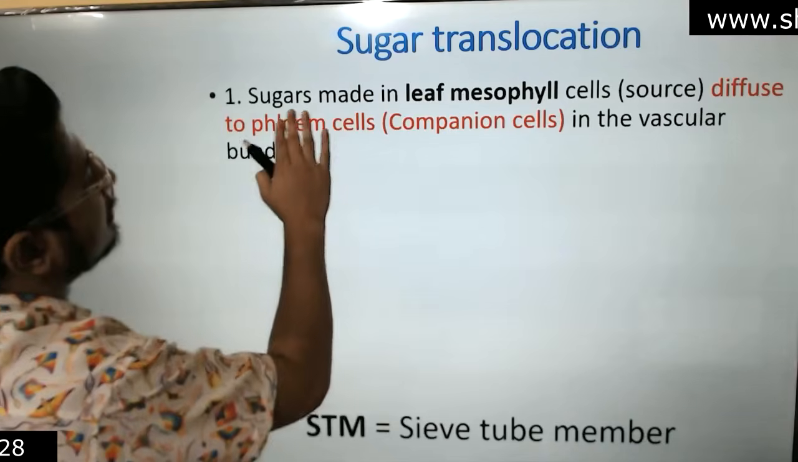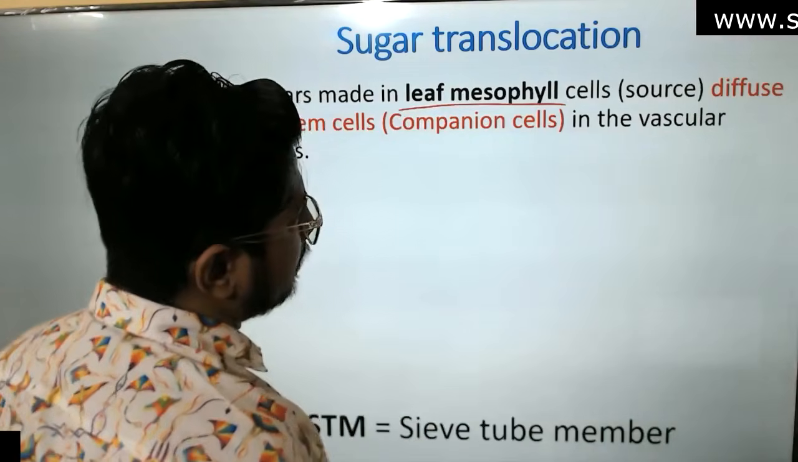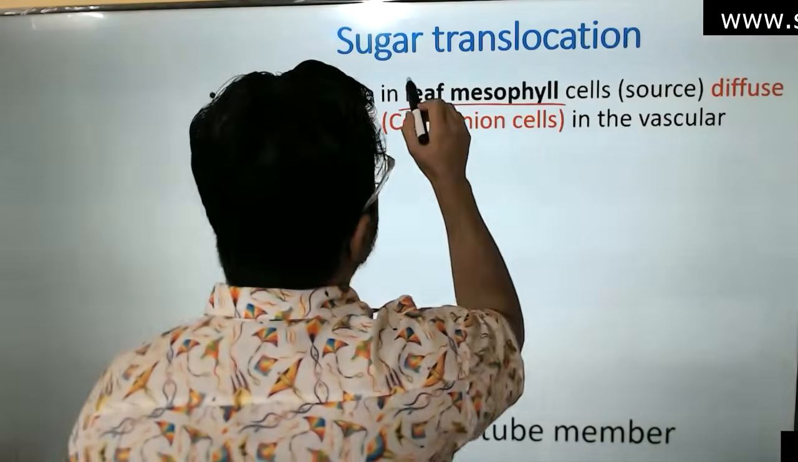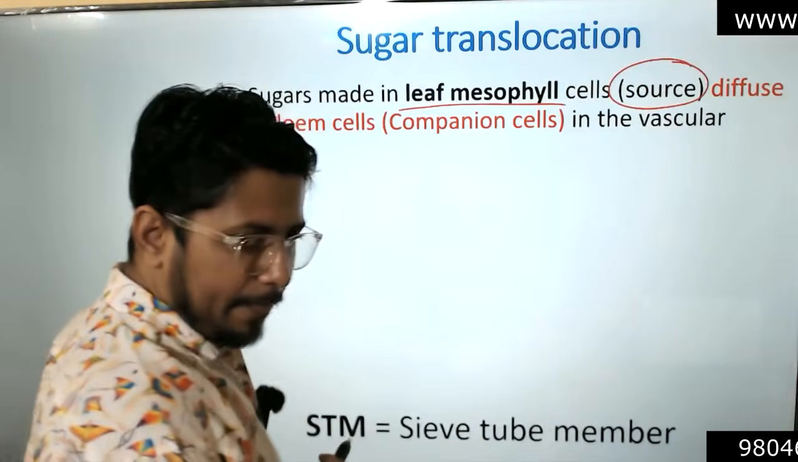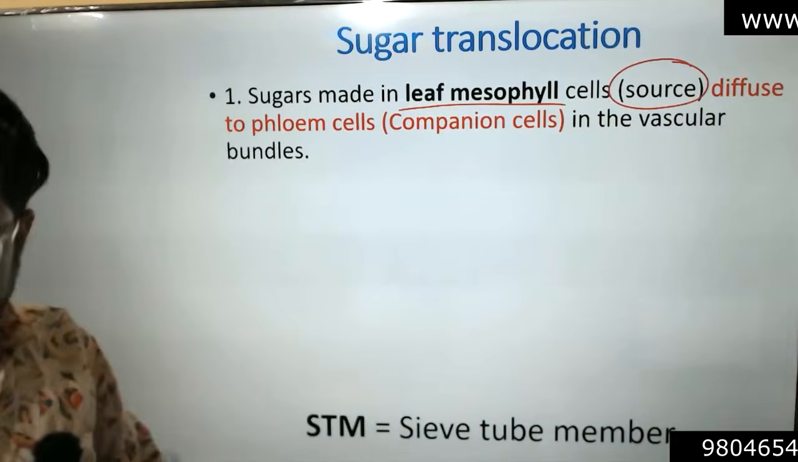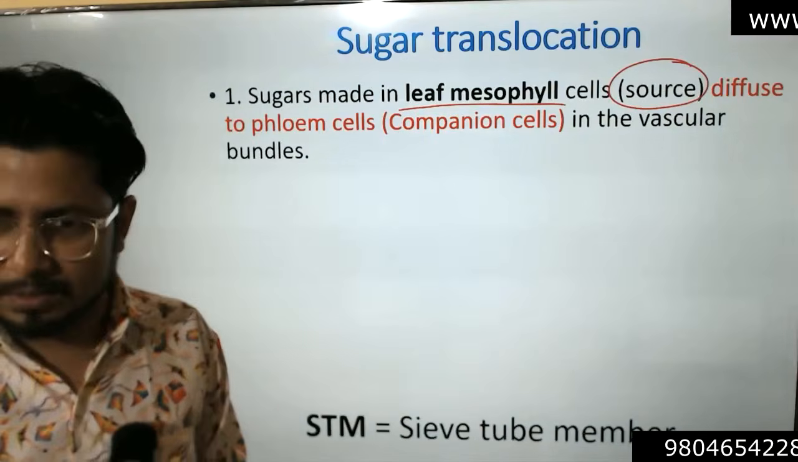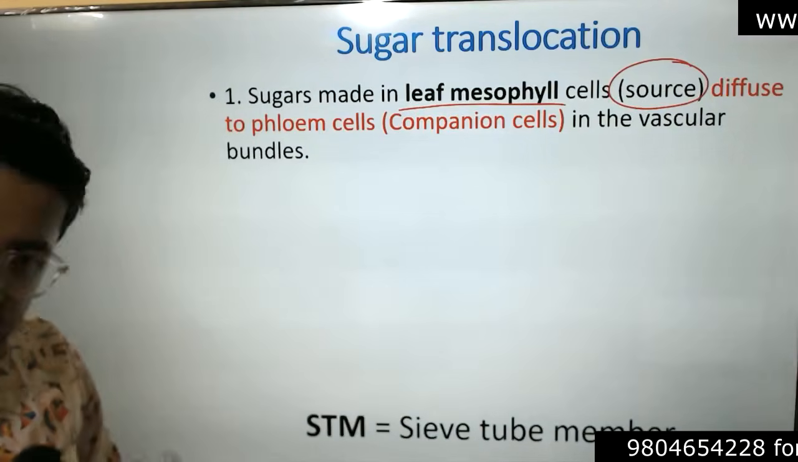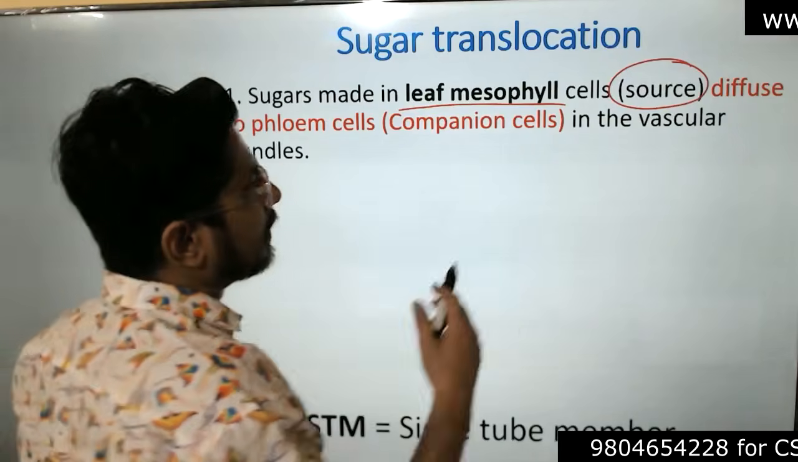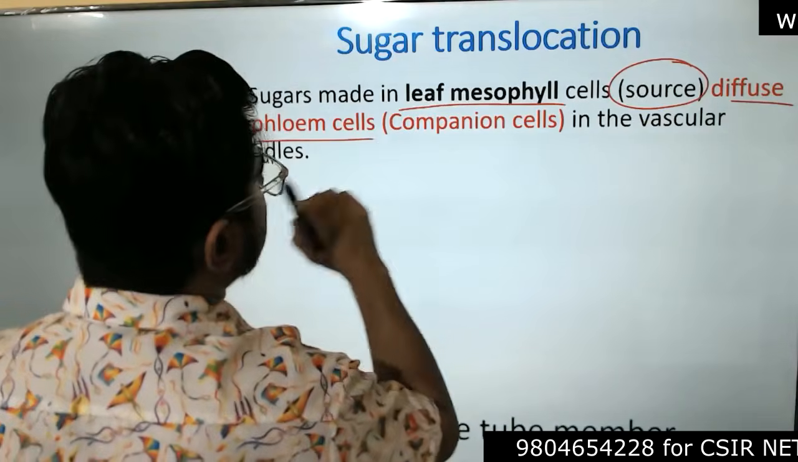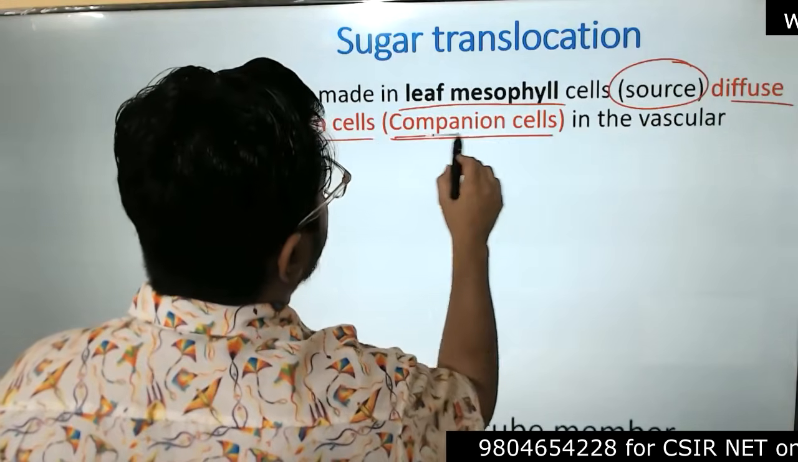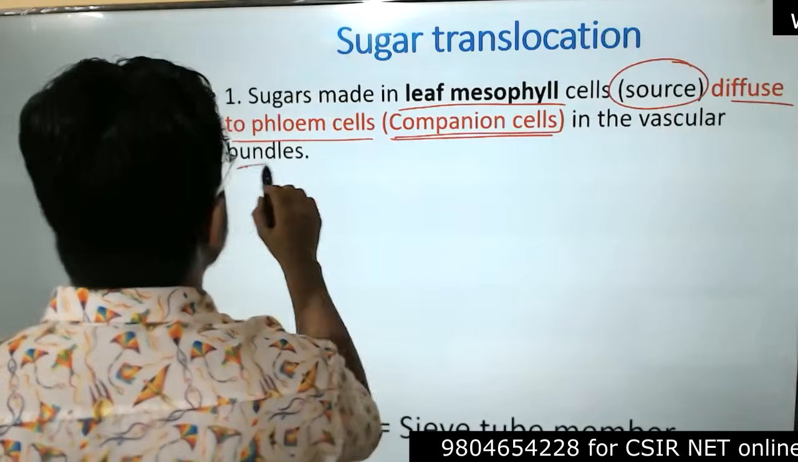First step is the sugar is made in the leaf mesophyll cells, right? And this place where the sugar is prepared and made is known as the source, okay? And the rest of the places of the plant where it will reach is known as the sink. So again, source to sink transfer. This sugar diffuses to phloem cells, primarily to the companion cells in the vascular bundle.